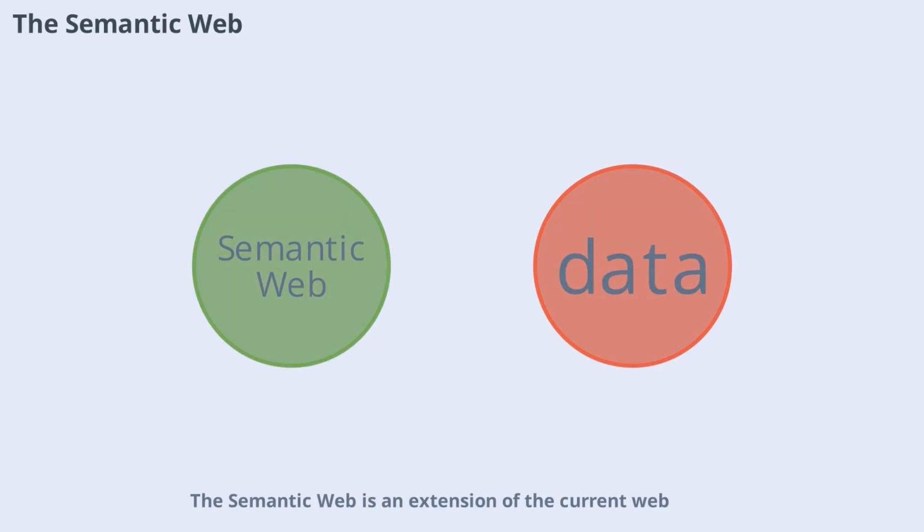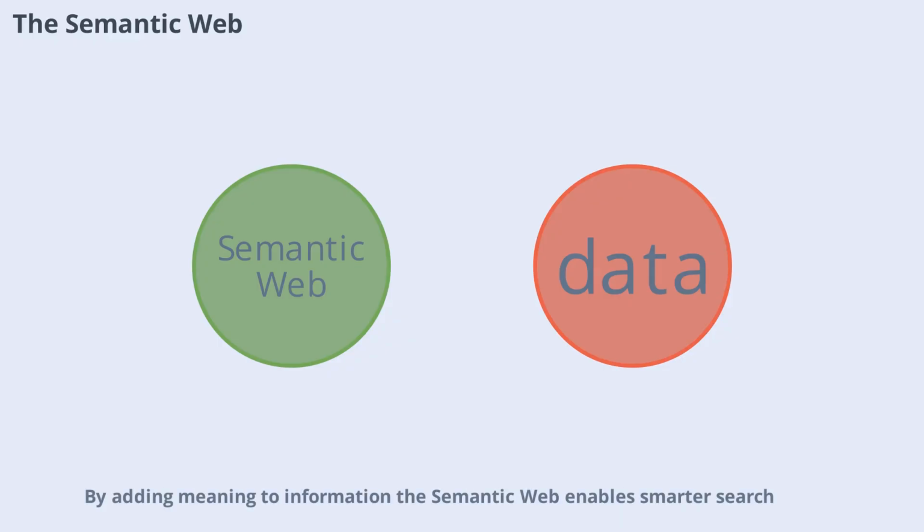The semantic web is an extension of the current web, aiming to make data more understandable and usable by machines. By adding meaning to information, the semantic web enables smarter search, automation, and integration. This vision is still evolving, but it promises to make the web even more powerful and intuitive.